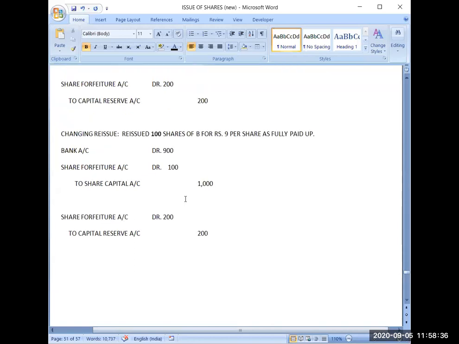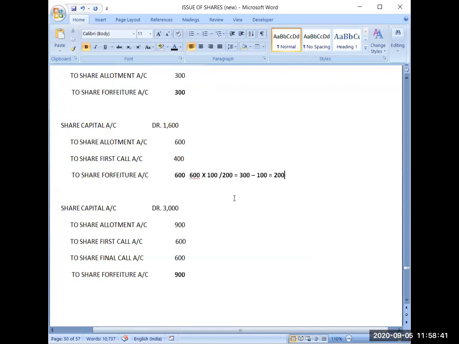Yes, please. Got it? Some of you have forgotten this proportionate amount. You have to first calculate the proportionate amount. Yes, please tell me this point is clear. No one is confused.